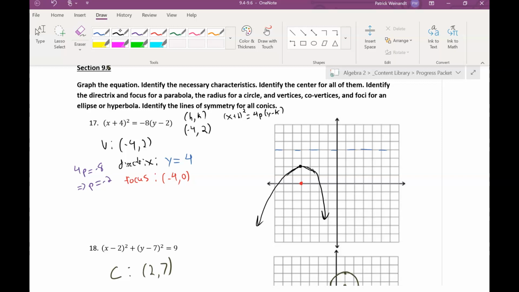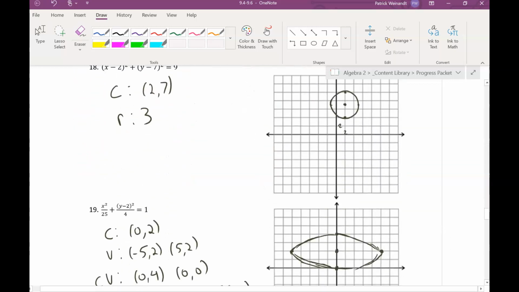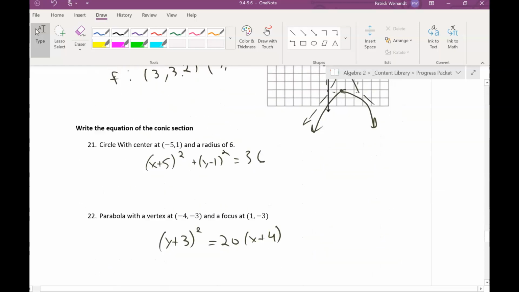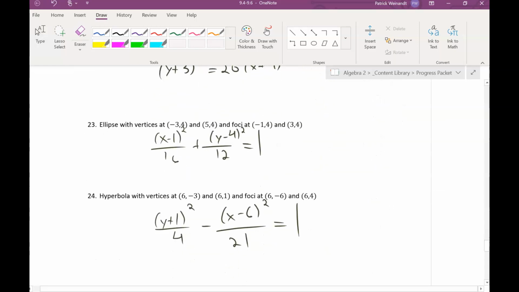You want to identify what kind of shape it's going to be, and then find the necessary information. Usually start by finding your center point or your vertex on those ones. All right, a couple more. 23. An ellipse with vertices at -3, 4, 5, 4, and foci at negative 1, 4, and 3, 4.